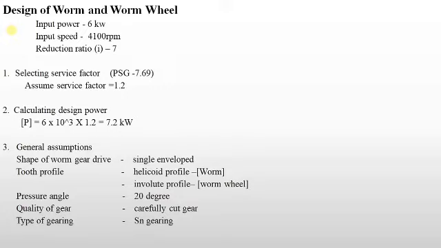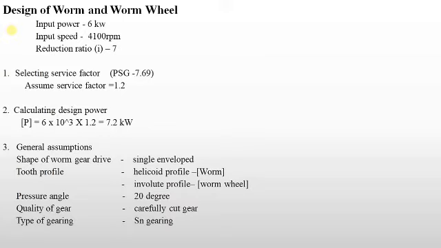Step 3. General assumptions. Shape of the worm gear drive is single envelope. Tooth profile is, for the worm, helicoid and for the worm wheel, involute profile. Pressure angle is 20 degrees. Quality of gear, carefully cut gear. Type of gear is SN gear.